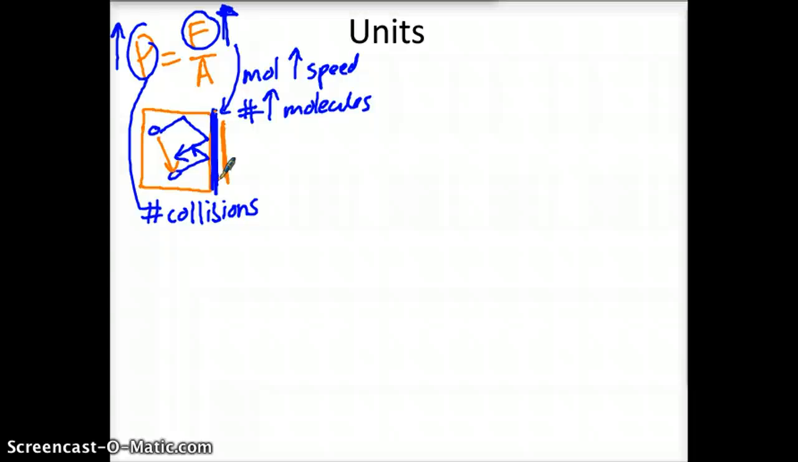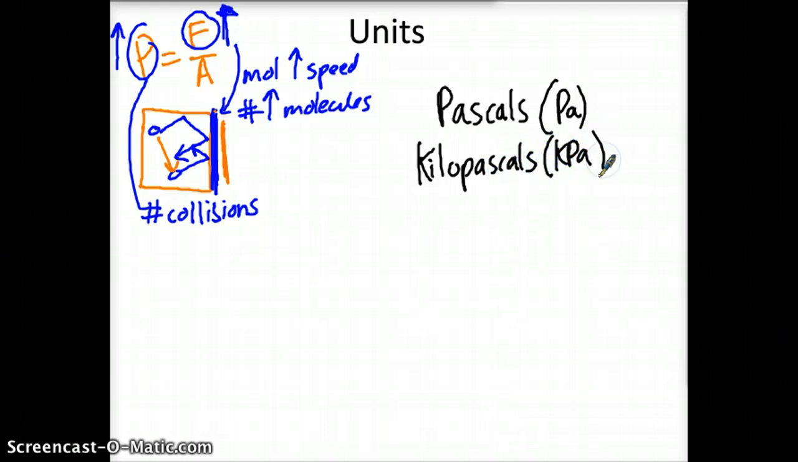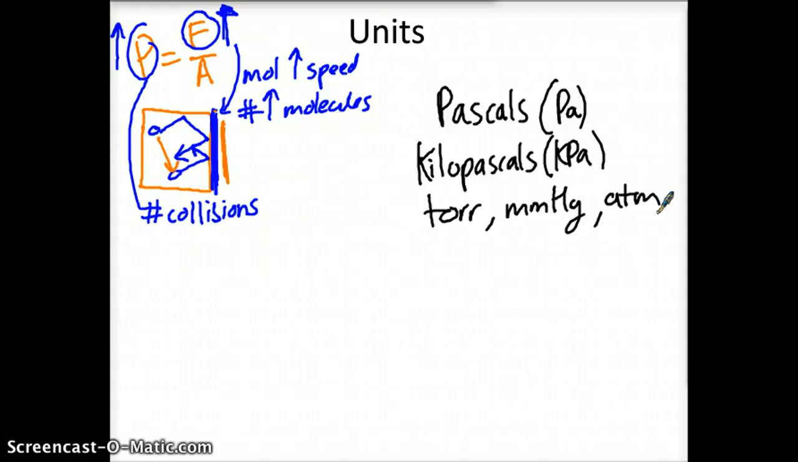Well, there's a bunch of them that we got to be familiar with. There's pascals, which is abbreviated Pa. There's kilopascals, which are kPa. There's torr. There's millimeters of mercury, mmHg. And there's atm, atmosphere. We got to be familiar with all of these and how to convert between all of them. The relationships are pretty simple.